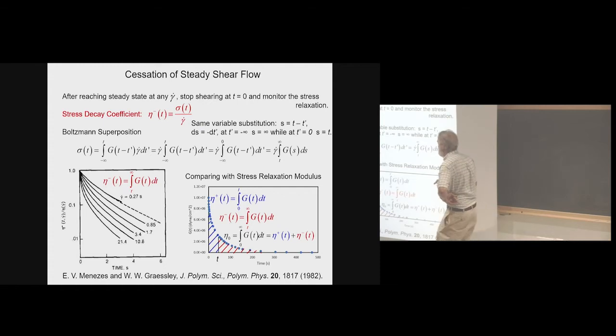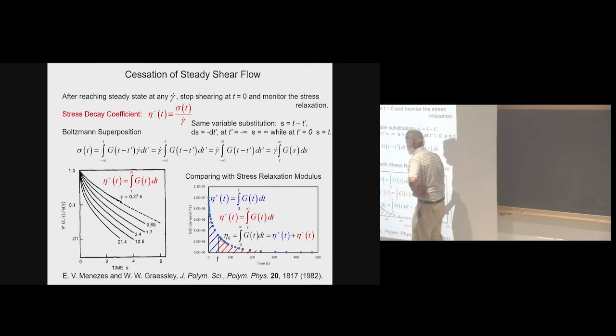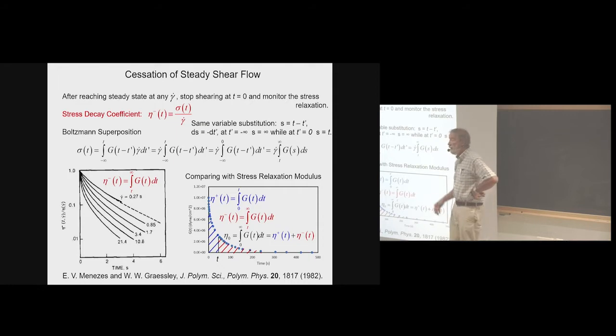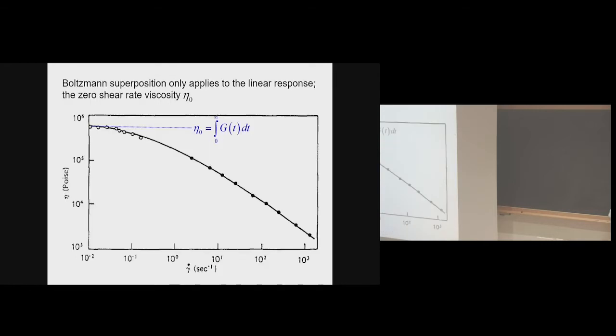But yeah, this is just kind of a construction that the eta plus is the early part up to time t, and then the decay is covering the later part effectively. So the point is, in linear viscoelasticity, all these guys are kind of connected, but the problem is the Boltzmann superposition only applies to linear viscoelasticity. It only tells us about the zero shear viscosity.